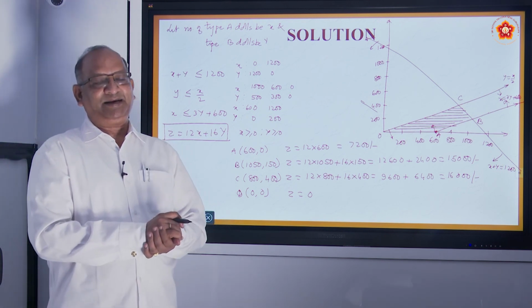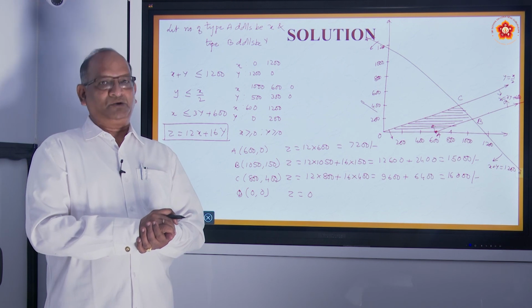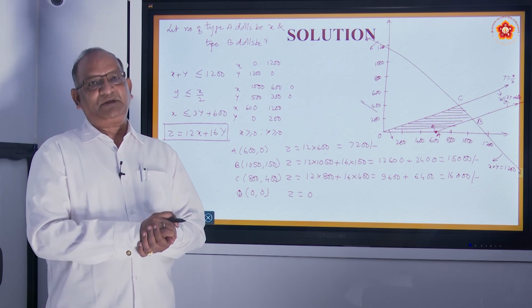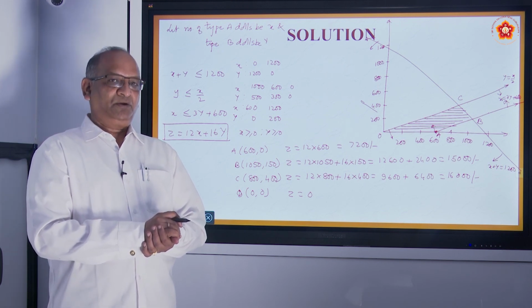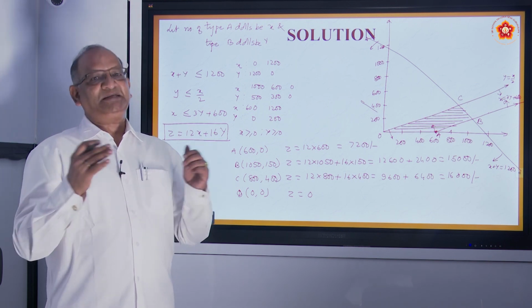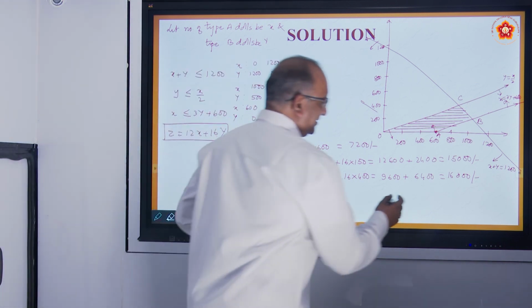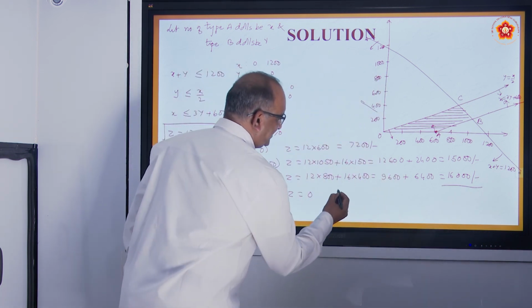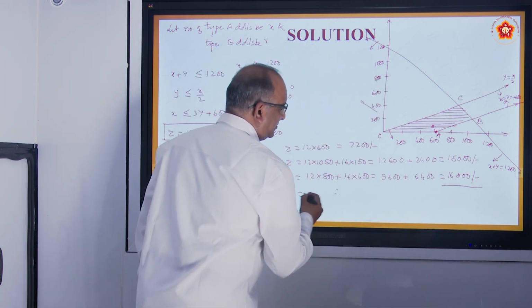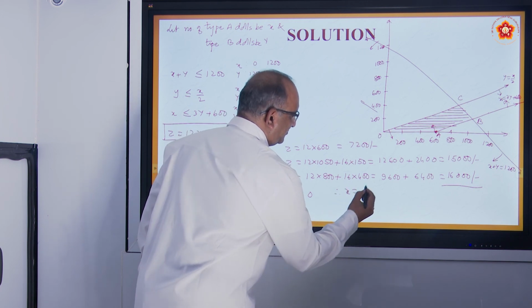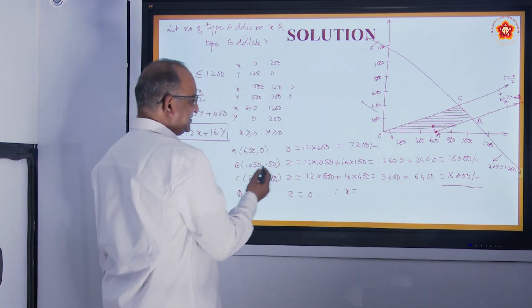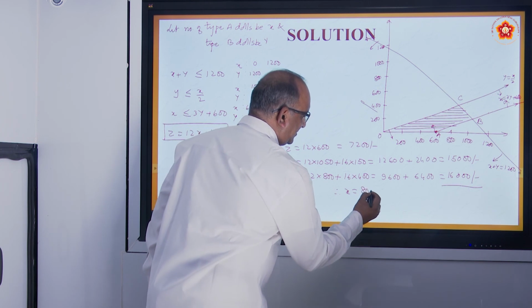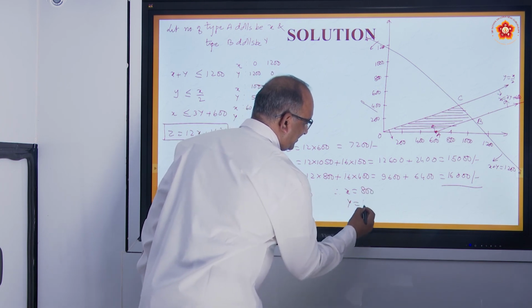So values are correct. So what is the conclusion? The conclusion is about the profit. So we need to optimize the profit. So we can find that in the last case the profit is maximum 16,000 rupees. Hence X is equal to, when did we get that profit? When X is 800 and Y is 400.